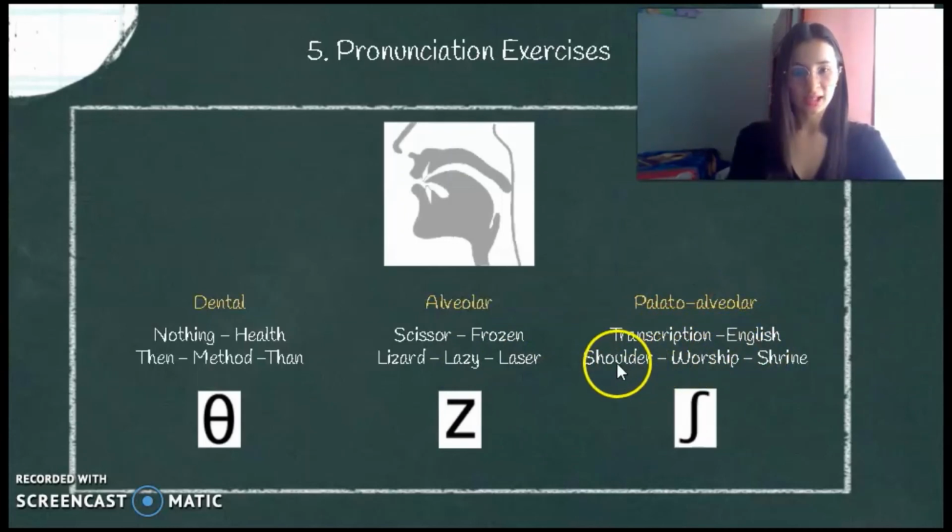English. Shoulder. Worksheet. Sharing. The pronunciation of this symbol is th. This symbol is z. This symbol is sh.